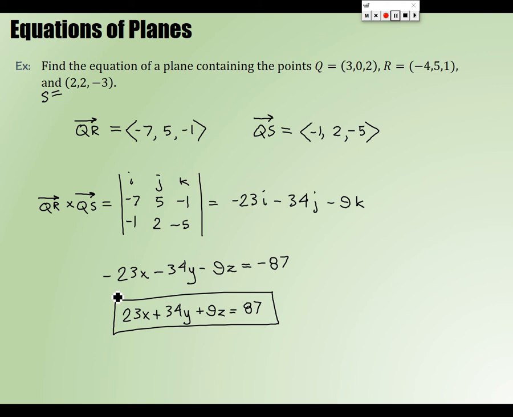I have two questions. After the negative 23x, why did it become positive? You can factor out the negative 23. I just divided everything in the equation by negative 1. And also, where did you get the negative 87?